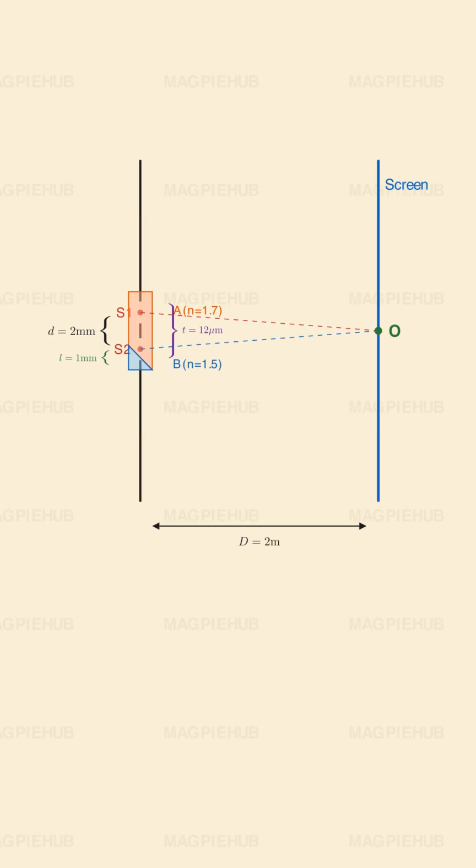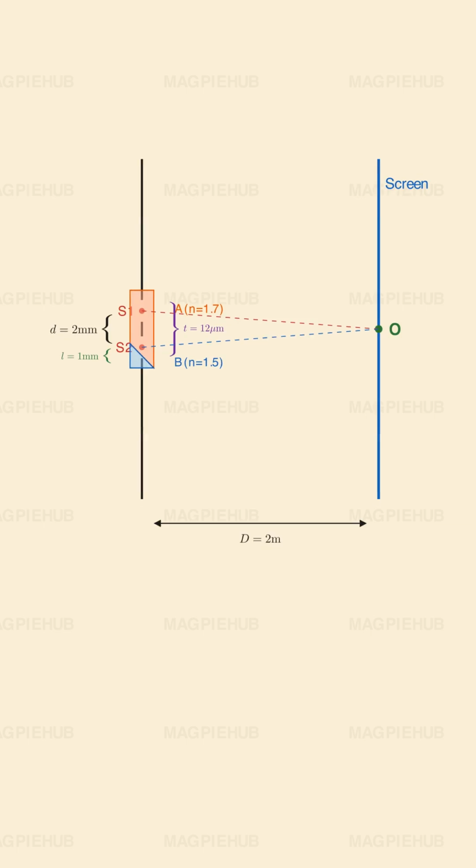In front of the slits, two glass wedges A and B are placed. Wedge A has refractive index 1.7 and wedge B has refractive index 1.5. The combined thickness of the wedges is T equals 12 micrometers. The slanted interface between the wedges covers a height L equals 1 millimeter. Let me keep this diagram in the corner for reference.